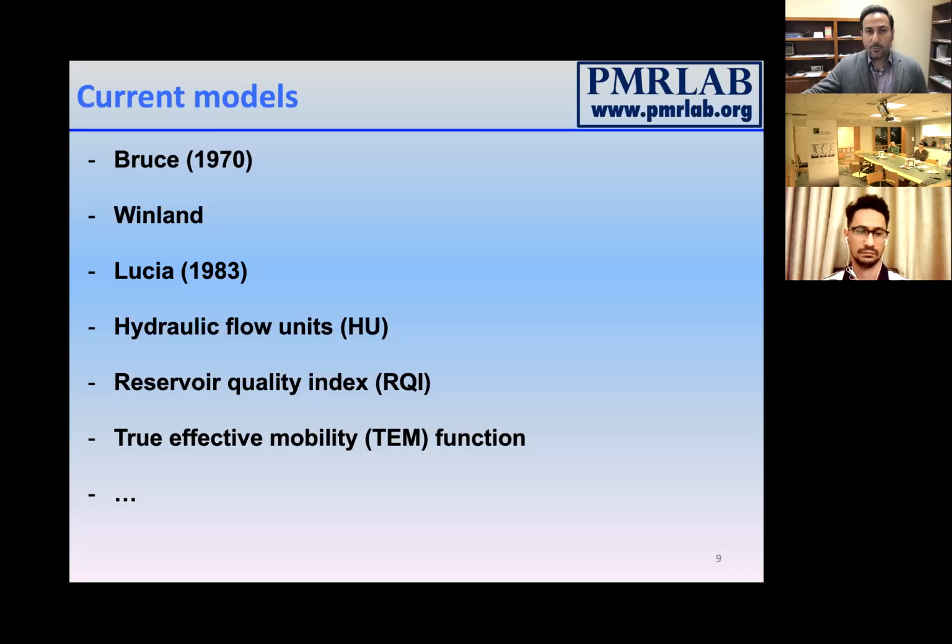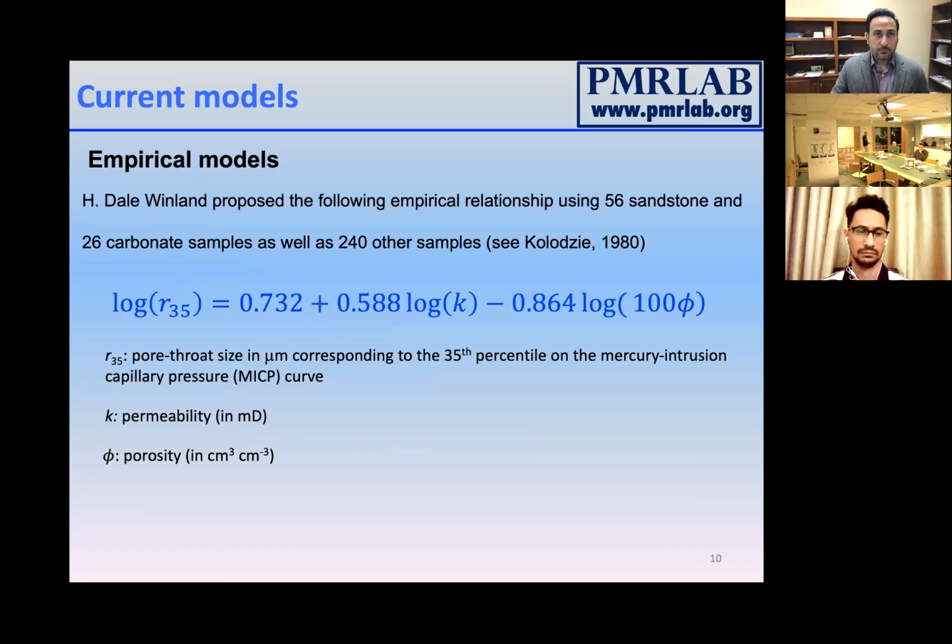So if you go back and check out the literature, there are so many different ways to classify rocks based on single-phase petrophysical properties, but we still have a lack of investigation into how we can classify rocks based on two-phase characteristics, like capillary pressure curve, water relative permeability, or mainly relative permeability curves.